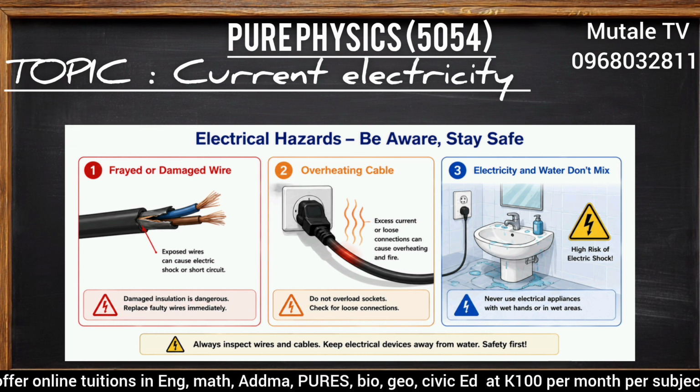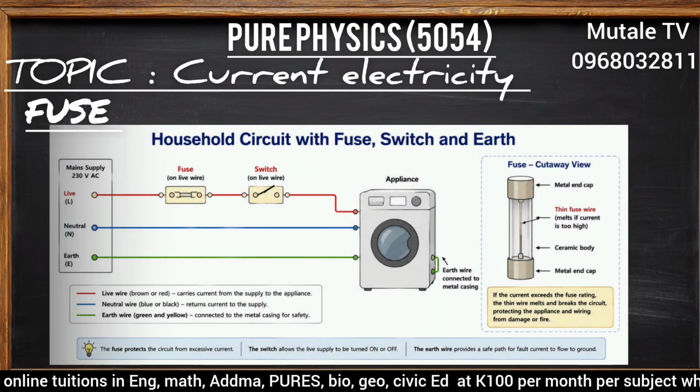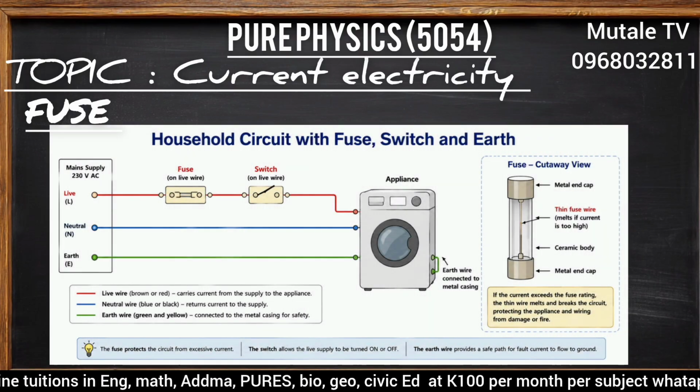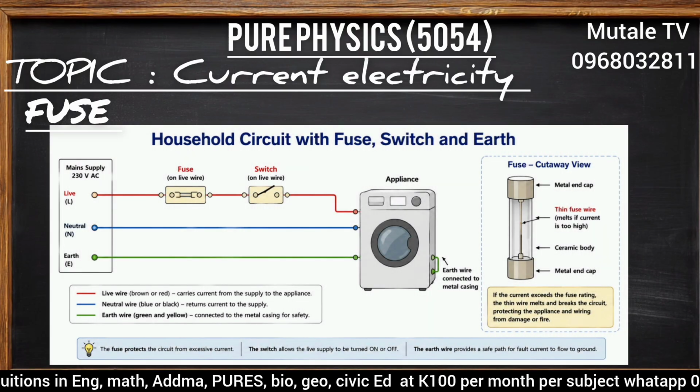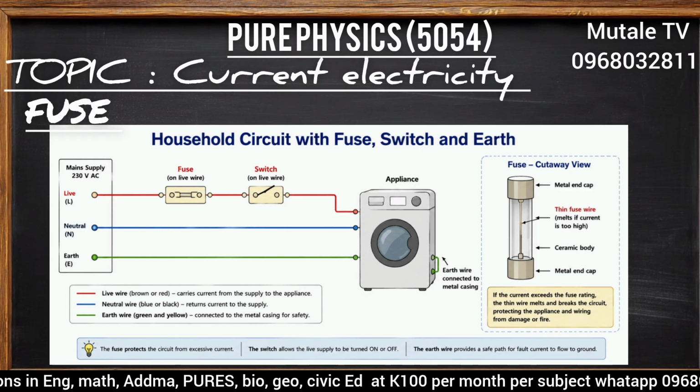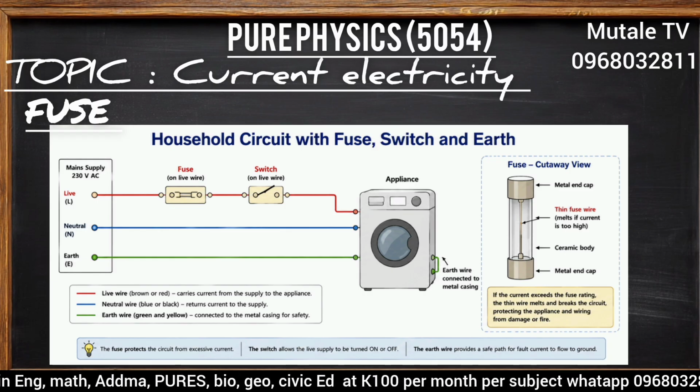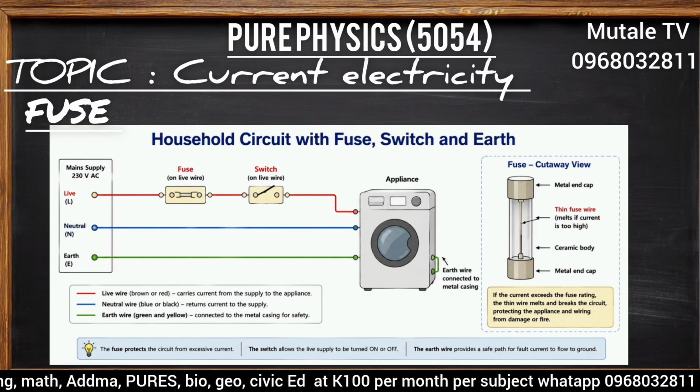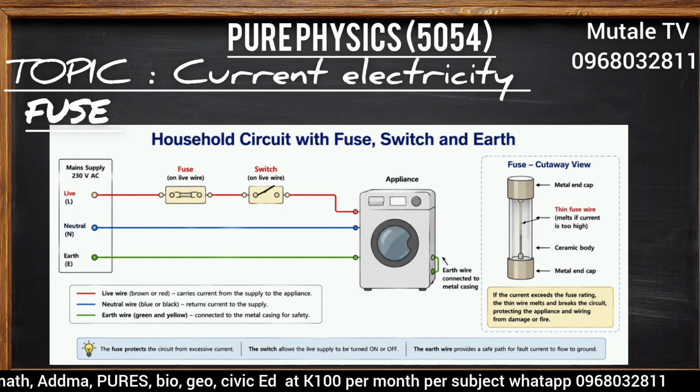And the fuse is designed to prevent too much current from flowing through a component. If current gets too high, a thin wire inside the fuse melts and cuts off the flow before it can cause overheating or fire. Like the switch, the fuse is installed on the live wire.